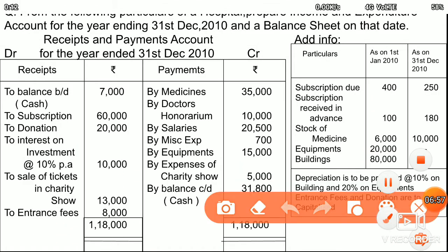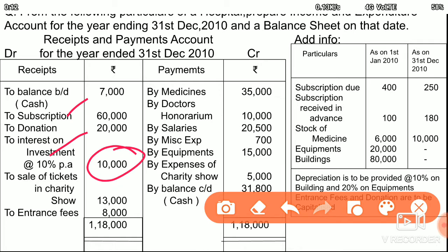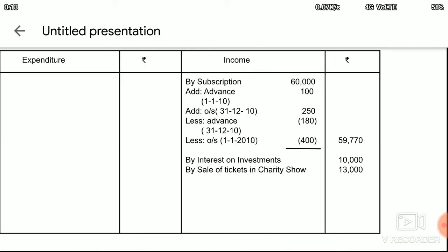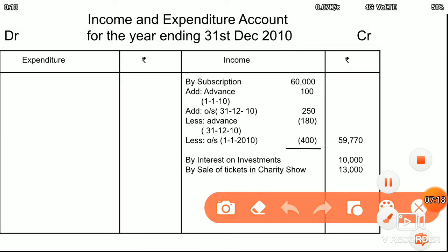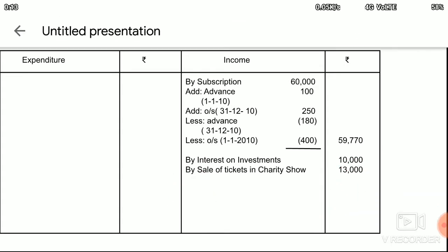Now besides that, we have taken subscription. Now we are going to take interest on investment, which is 10,000 rupees. So we will take this. We can also take sale of tickets in charity show. So these two items can be taken. So when we take them, we will have by interest on investments 10,000 rupees. It is an income. By sale of tickets in charity show is an income 13,000 rupees. So the income side is over.